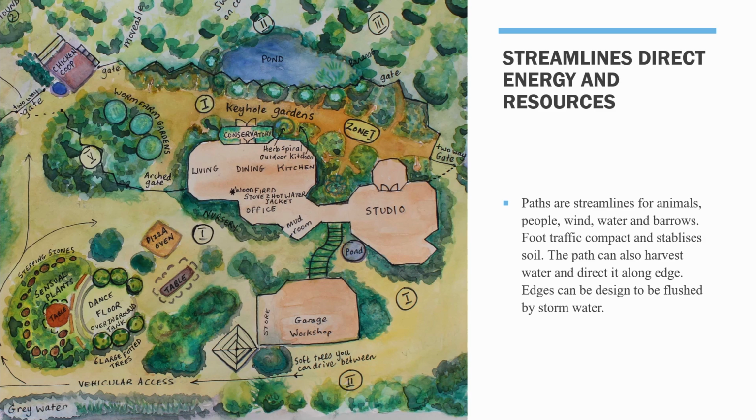much delay, but also because we know that the foot traffic and the wheelbarrows will compact the soil, and this will help to stabilize a slope if we position it so that it's not eroding the slope but is reinforcing the contours. And the edges of the paths can be designed so that stormwater will flush them out.